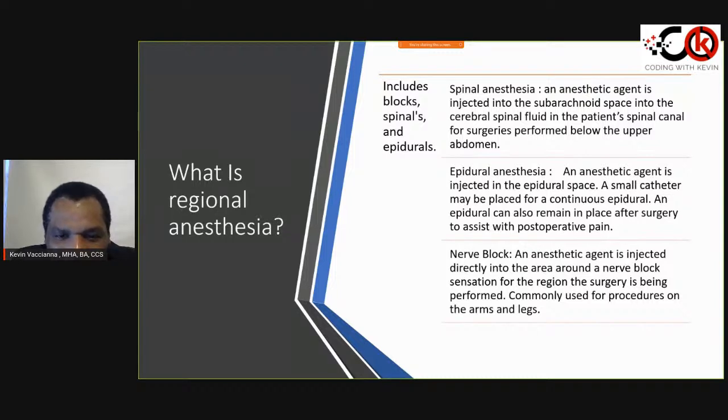All right? A small catheter may be placed for continuous epidural. An epidural can also remain in place after surgery to assist with postoperative pain. Nerve block, an anesthetic agent is injected directly into the area around a nerve to block sensation for the region the surgery is being performed. Commonly used for procedures on the arms and legs.